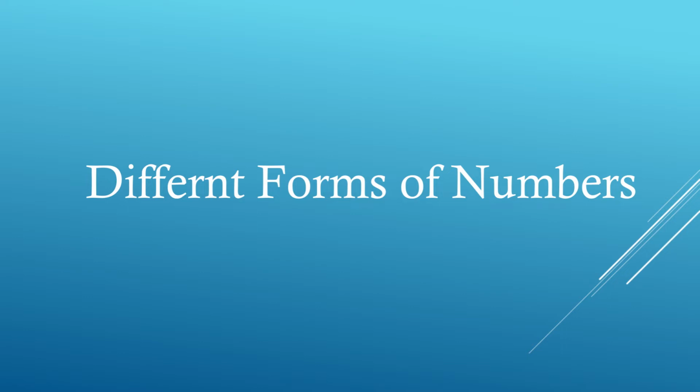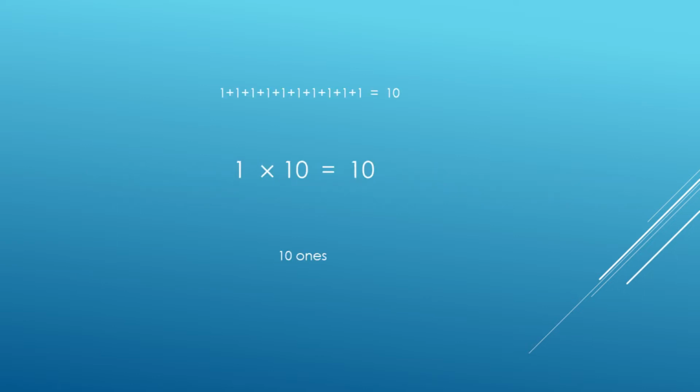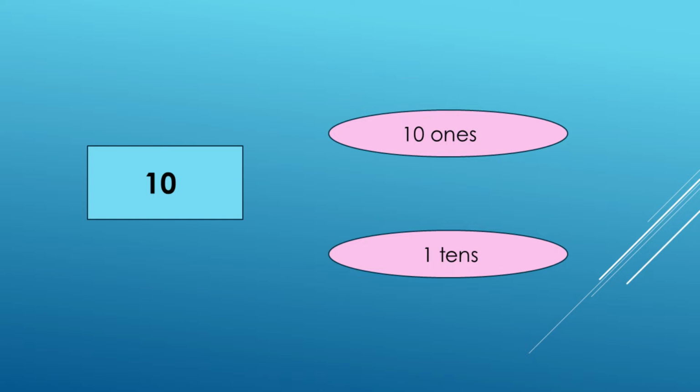In this video, I have explained different forms of numbers, many forms of 10. If we add 10 ones, that is 1 plus 1 plus 1 plus 1 plus 1 plus 1 plus 1 plus 1 plus 1 plus 1, we get 10. That means in 10 there are 10 ones and in 10 there is only 1 ten. So we can say that different forms of 10 are 10 ones and 1 ten.